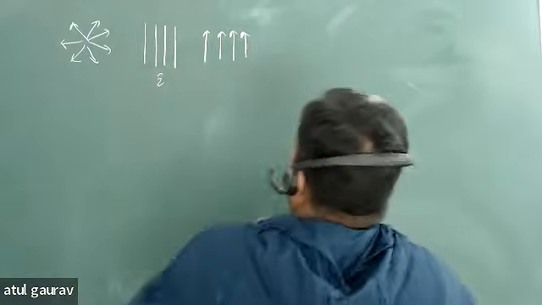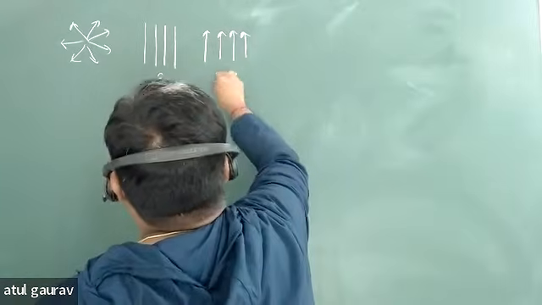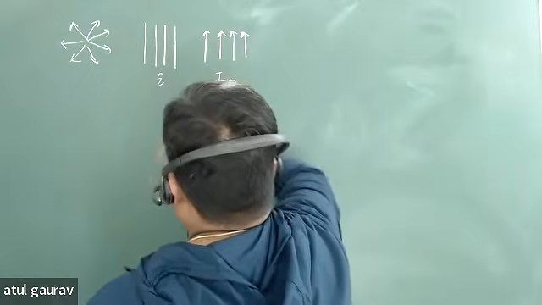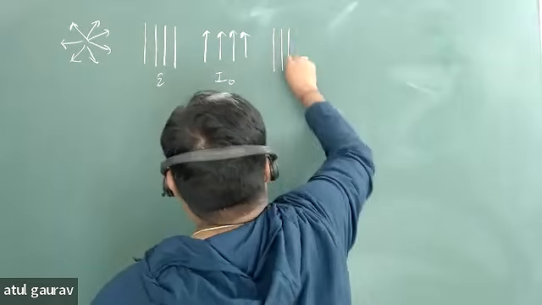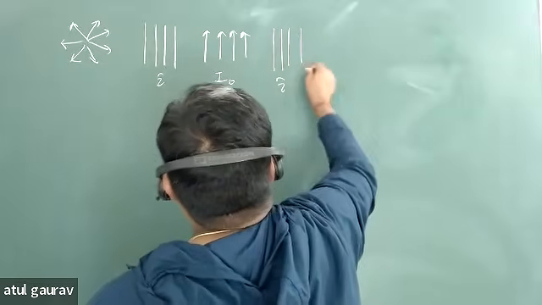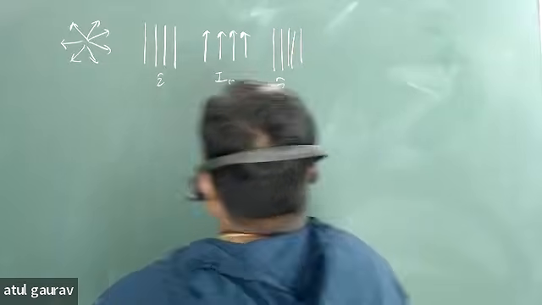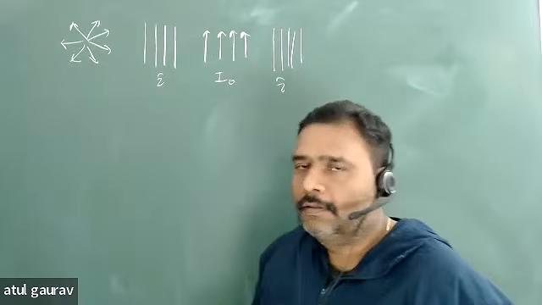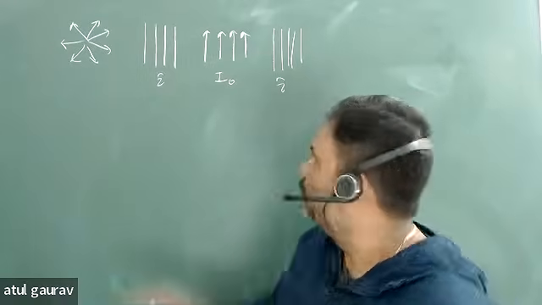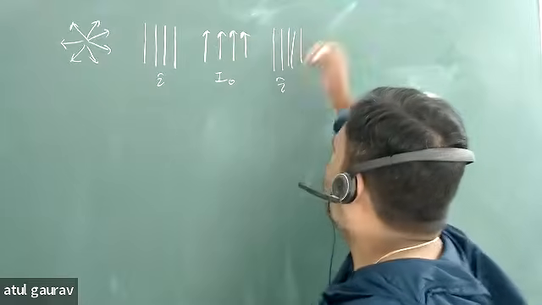Now suppose it has intensity I, or I naught, take it I naught. And again I am going to polarize it into the z direction. Then what will happen? All of this will cross it again, yes? Because this is polarized into the z direction, so it will again cross it.